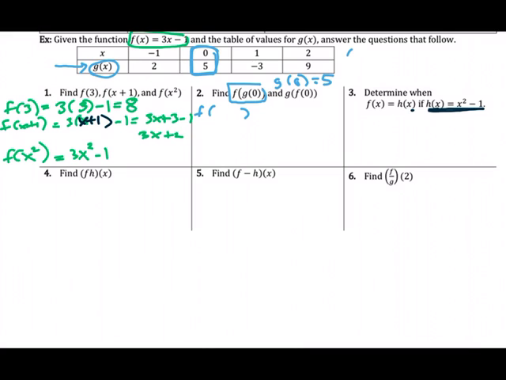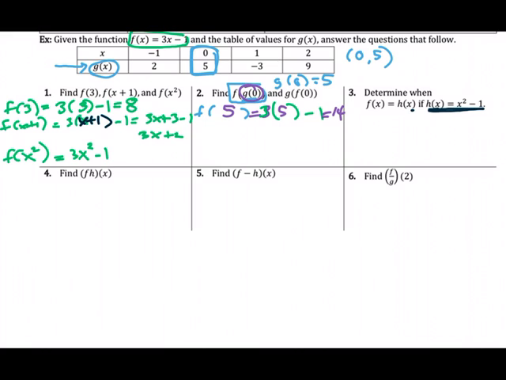And you could think about this. I could rewrite every value in this table as an ordered pair if that helps you see it that way. So now that we figured out that g of 0 is 5, we're going to put a 5 here. So now we need to know what f of 5 is. Well, that would be the green function, 3 times the number we just found minus 1. So 3 times 5 minus 1, which is going to be 15 minus 1, which is going to be 14.